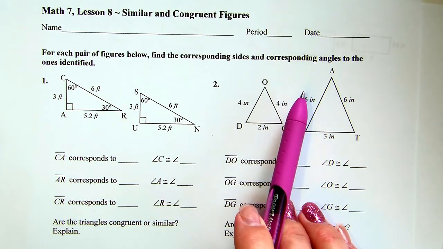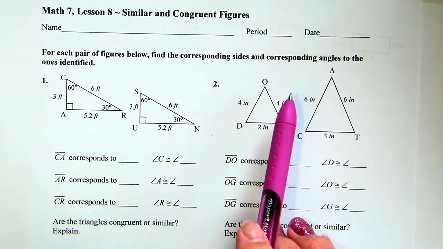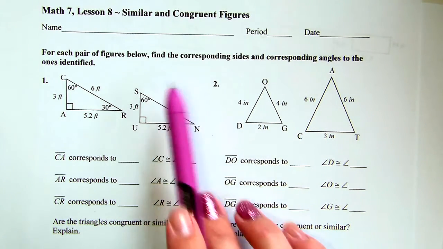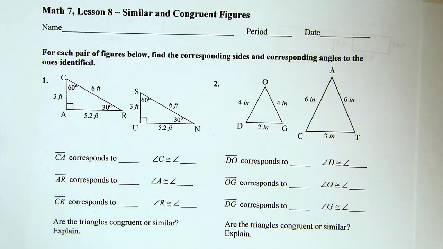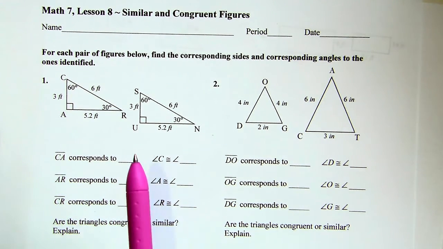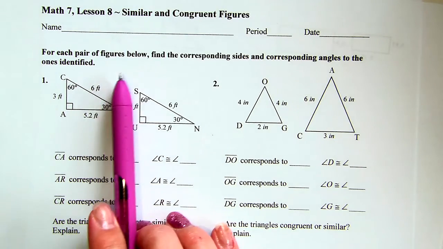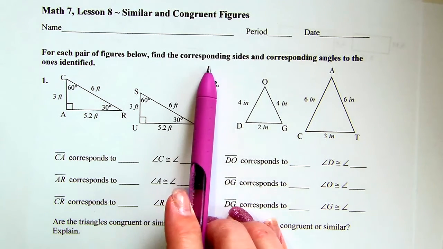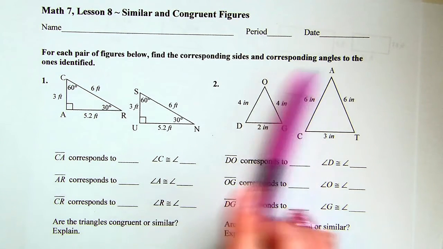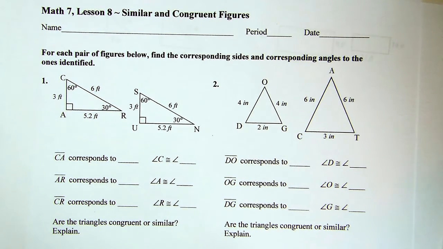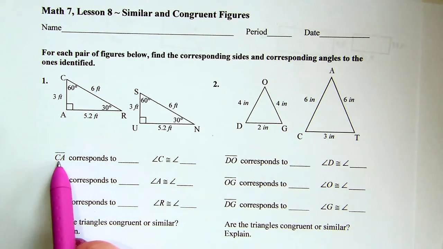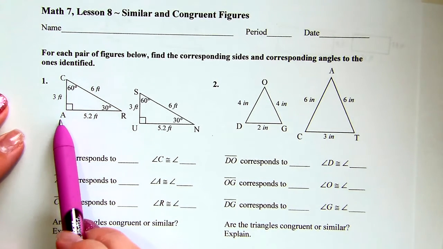Now, I'm going to go ahead and get you guys started with numbers 1 and 5 as well today. Okay. So for number 1, it says, for each pair of figures below, find the corresponding sides and the corresponding angles to the ones identified. Okay. So in this, CA, that is this side right here, corresponds to what side on our other figure? In this case, that would be SU.